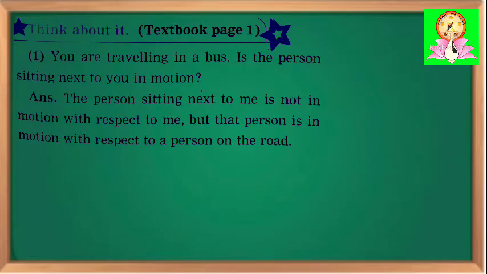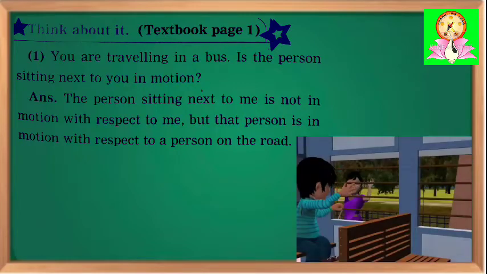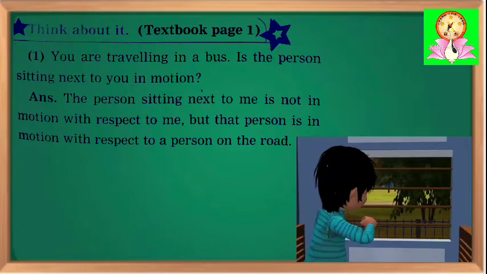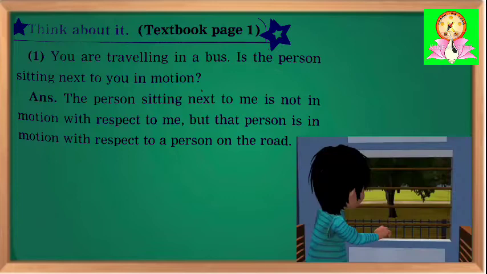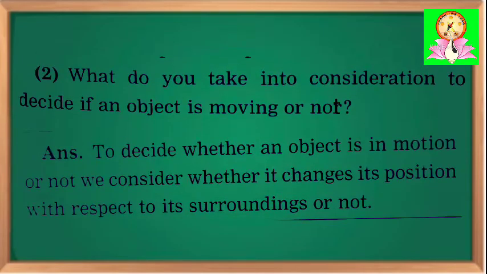Think about it. Textbook page number 1. Some questions we are going to answer. First, you are traveling in a bus. Is the person sitting next to you in motion? Answer: the person sitting next to me is not in motion with respect to me, but the person is in motion with respect to a person on the road. Second, what do you take into consideration to decide if an object is moving or not? Answer: to decide whether an object is in motion or not, we can consider whether it changes its position with respect to its surrounding or not.